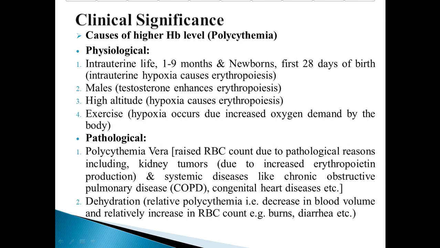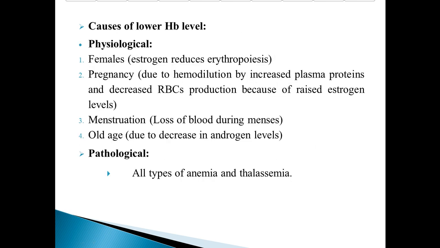For example, in burns and diarrhea, this dehydration also causes relative polycythemia, which causes increased hemoglobin levels. While regarding the causes of a lower hemoglobin level, the physiological causes include females.